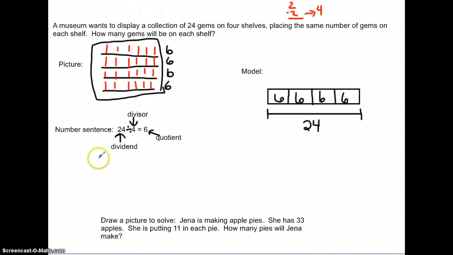All right, I want you to write, this is the number sentence, 24 divided by 4. Our answer was 6, because we had a total of 24. That's called your dividend. We divided it amongst 4 shelves, that's your divisor, and we came up with the quotient, or the answer. You need to pause the video and copy this down. You need to know the words dividend, divisor, and quotient.